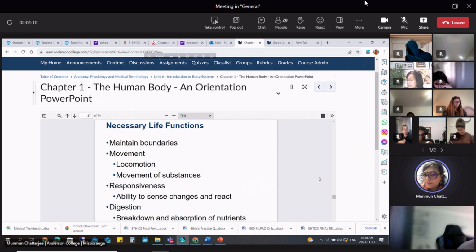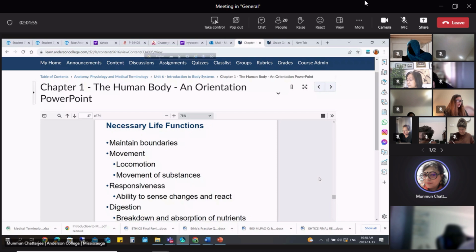So what are the main necessary life functions? Maintain the boundaries. If your skin doesn't protect the body, are you going to be safe? No, not at all. So basically, you need to keep your boundaries. Then movement. Movement is the locomotion. Another term for movement is locomotion, how you walk. If you have to walk, you have to do the movement to produce energy. So movement is also called locomotion, and movement of substances.